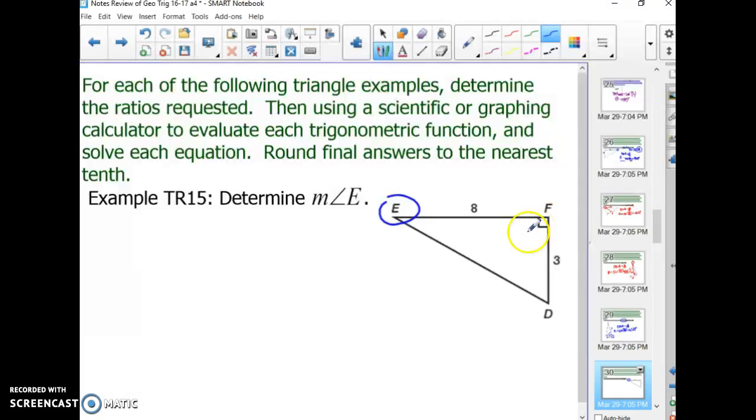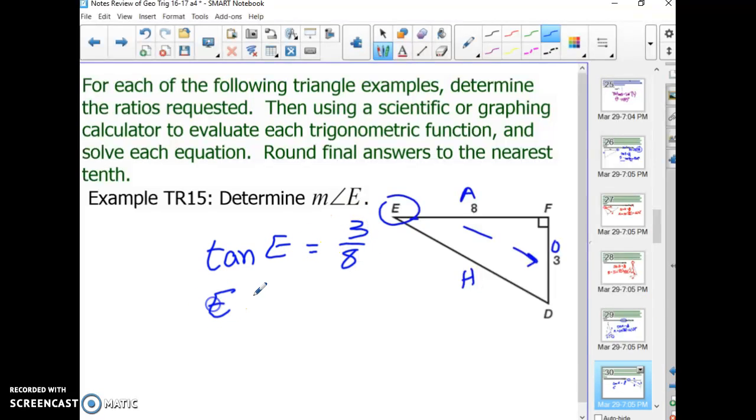So for angle E, this would be my hypotenuse, but I have the opposite and I have the adjacent. The trig ratio that uses opposite and adjacent is tangent. So I have the tangent of E is equal to 3 over 8. To solve for E, I've got to use the arctangent.